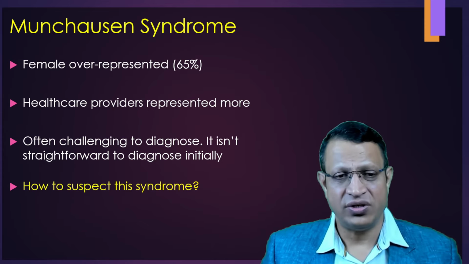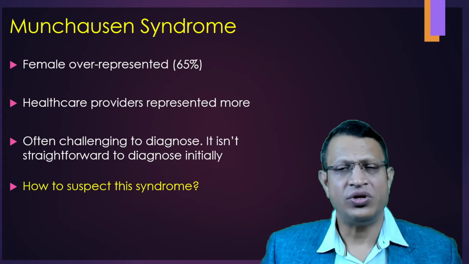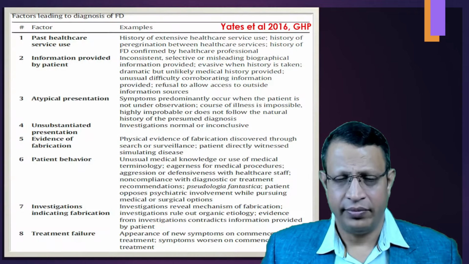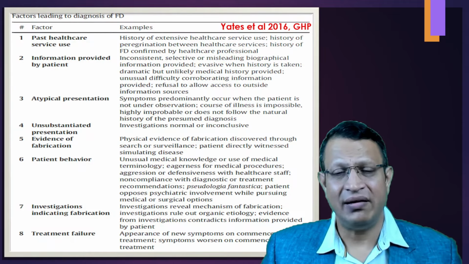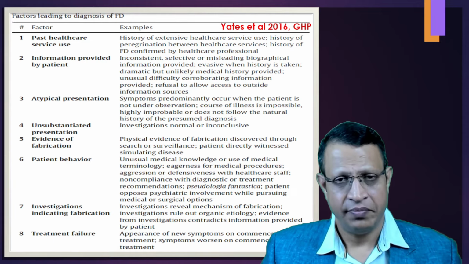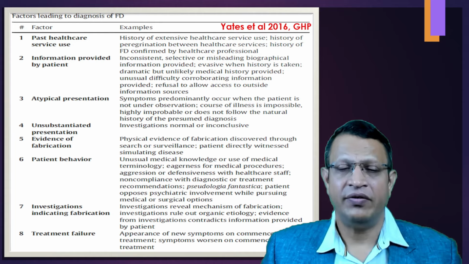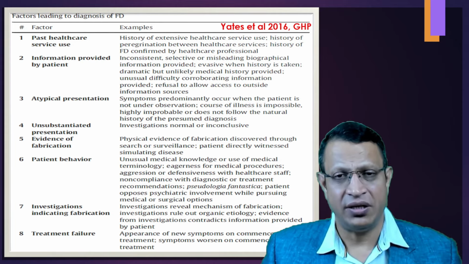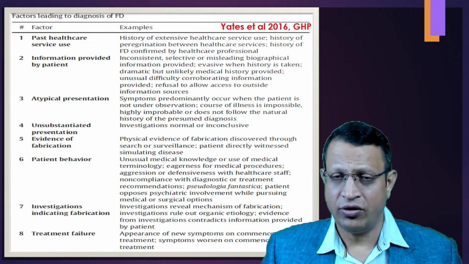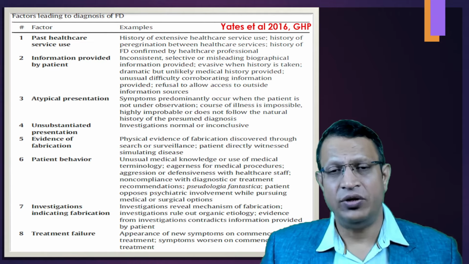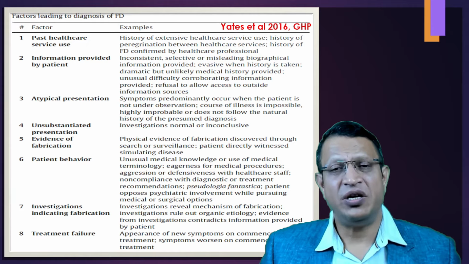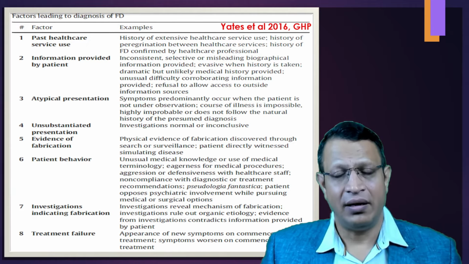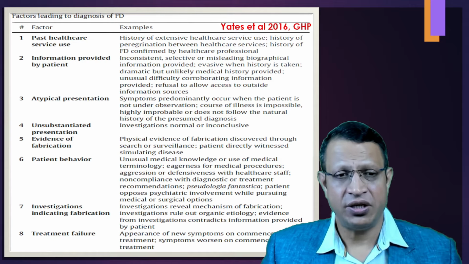Often they challenged the diagnosis. Many a time the diagnosis was not straightforward. But the question is, how to suspect the syndrome? Yates and his colleagues clearly said to suspect it if the patient has had multiple admissions and sought treatment from multiple physicians and surgeons, and many a time the information provided by the patient looks like a straightforward diagnosis. If you dig deep for clarification, the patient may not be able to give a clear symptom explanation.